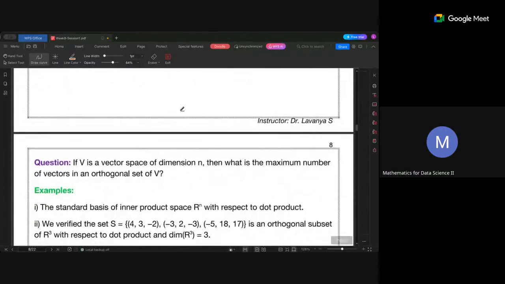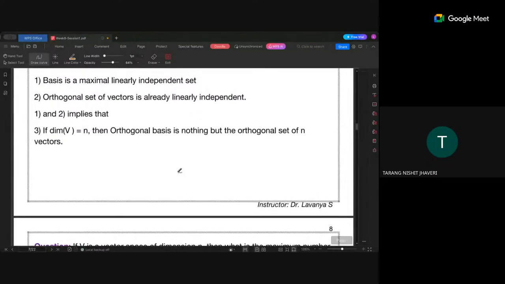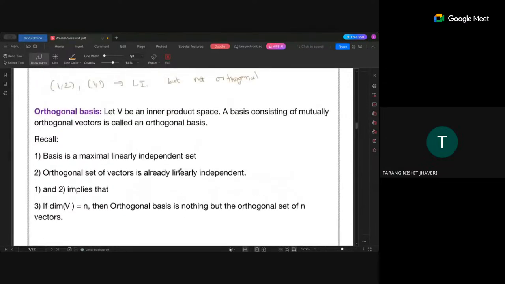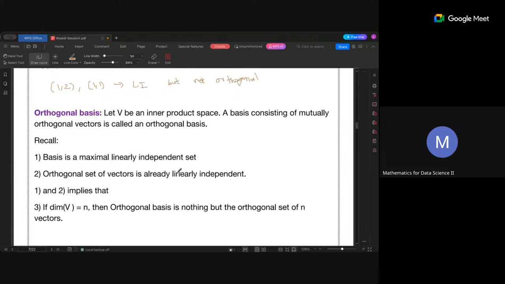If V is a vector space of dimension n, then what is the maximum number of vectors in an orthogonal set of V? N. Okay. Ma'am, we say that inner product space is a vector space. What do we mean by the sentence that inner product space is a vector space by itself? Is that true? Every inner product space is a vector space, right?